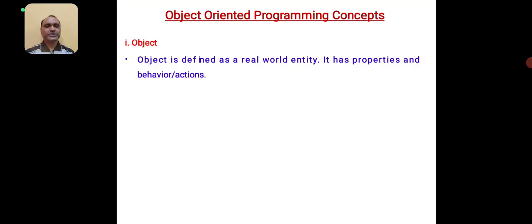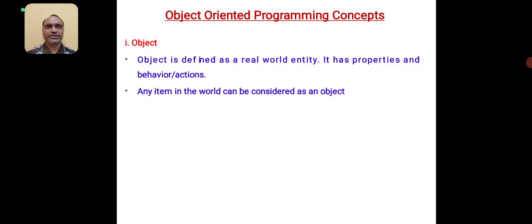And then an object is also associated with certain behavior. Behavior means the actions performed by the object. Suppose you are taking the fan, what action is performed by the fan? Fan can rotate. So rotate is the action. When the fan is rotating, it can spread the air. It can circulate the air. That is the task of the fan. That is the function performed by the fan.